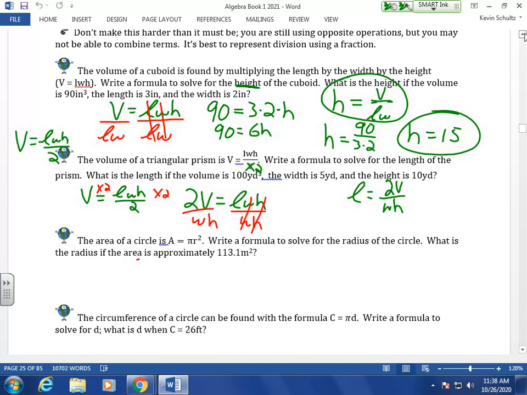So for any given triangular prism, to solve for the length of that prism, you'll take 2 times the volume divided by the width times the height. So for our given values here, the volume is 100. So 2 times 100 divided by the width, which is 5, times the height, which is 10.